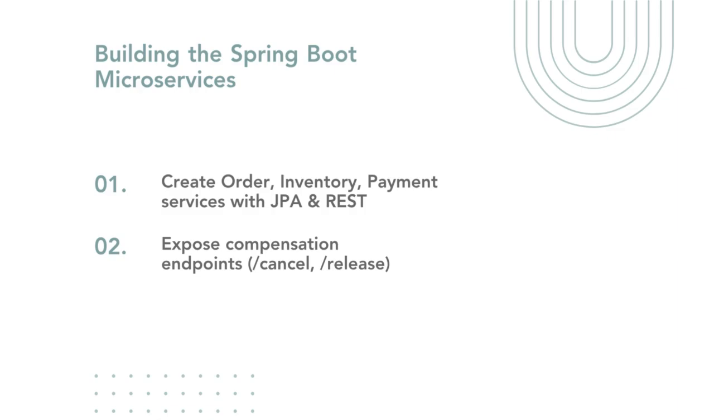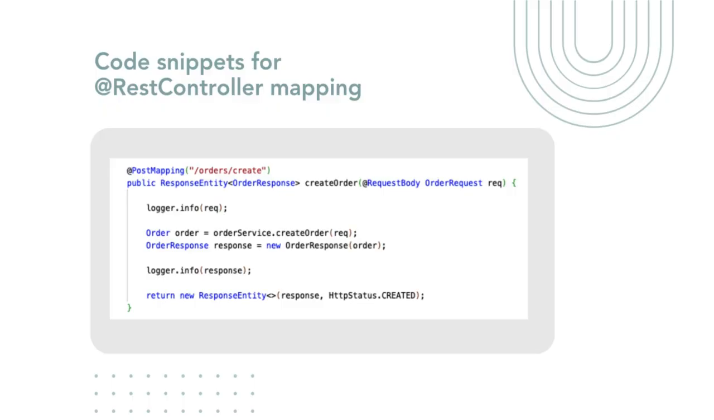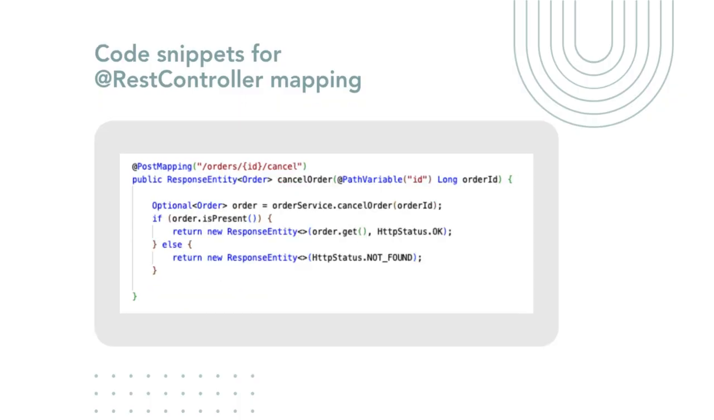So let's talk about building the Spring Boot microservices. You want to create order, inventory, and payment services with JPA and REST. And you want to expose compensation endpoints, cancel and release. So here's a code snippet for the REST controller mapping for orders, for creating an order. Pretty straightforward. And then this is the code snippet for the REST controller for canceling an order, where the ID is taken as a parameter.